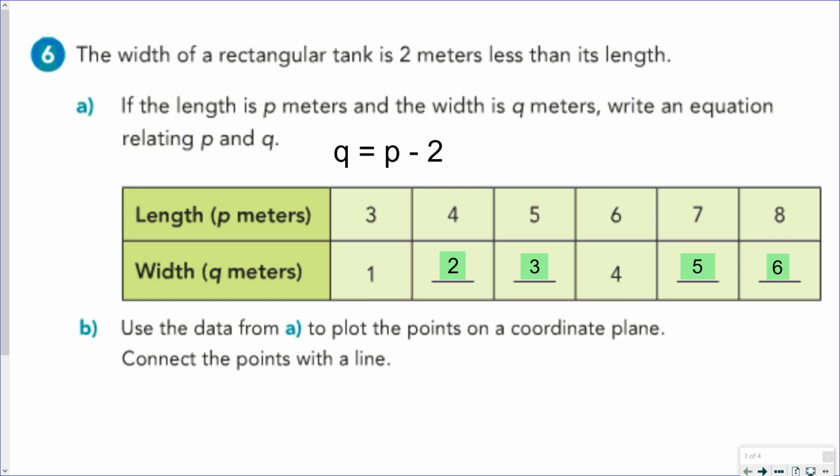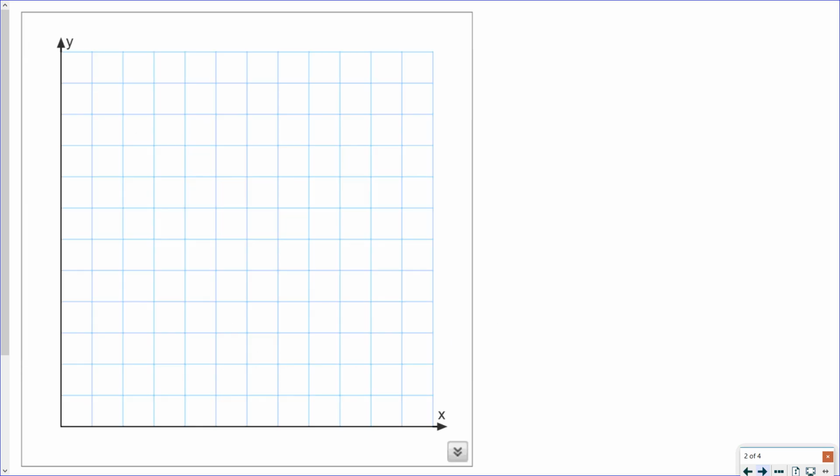So now we want to move on to part B, which is to use the data from part A, which is our table of values, to plot the points on a coordinate plane. So we use the table of values as a set of ordered pairs. And what we want to do is use those ordered pairs to plot points onto the coordinate plane, and then from there we will create a line. Now in this situation, we can use our coordinate plane as is. We don't need to make any adjustments to our x or y axis, and everything will fit on there.